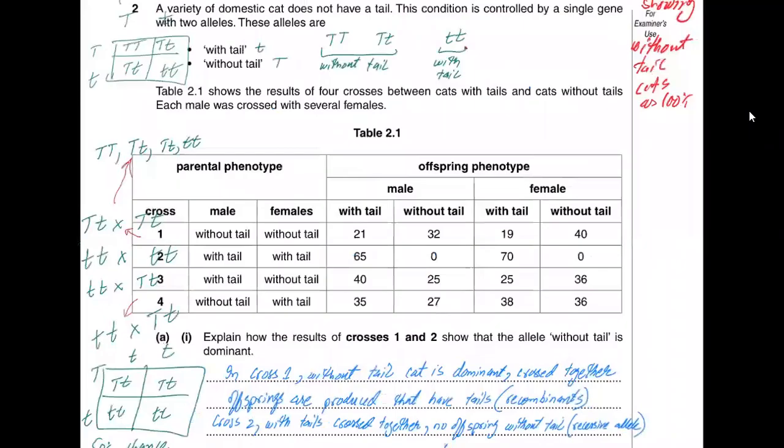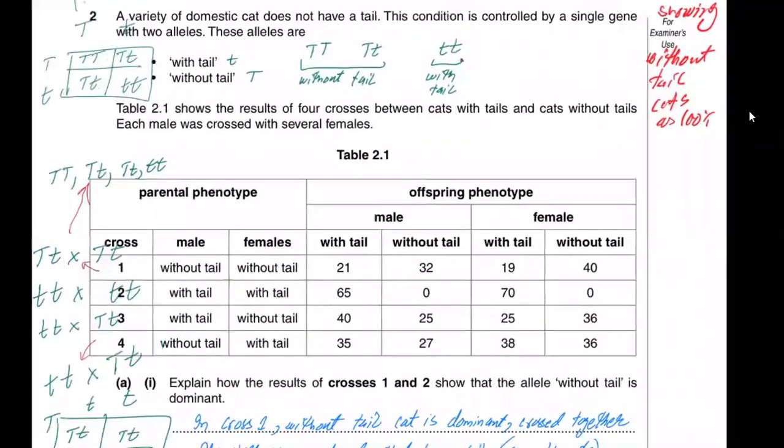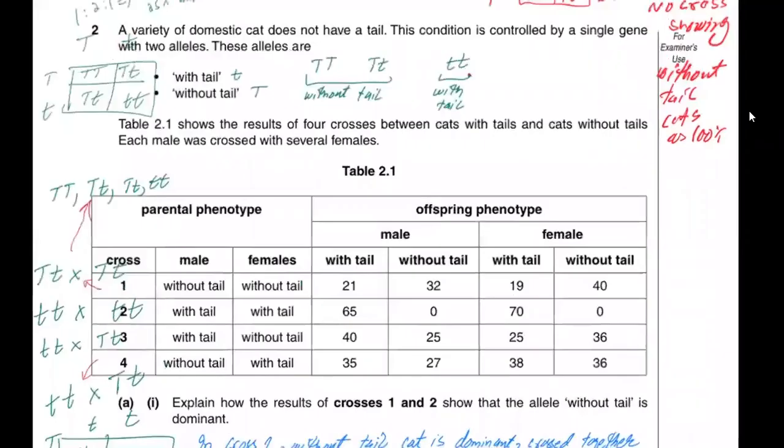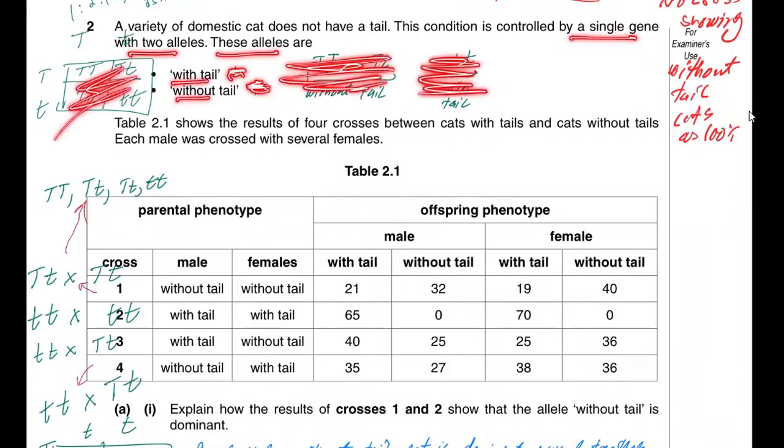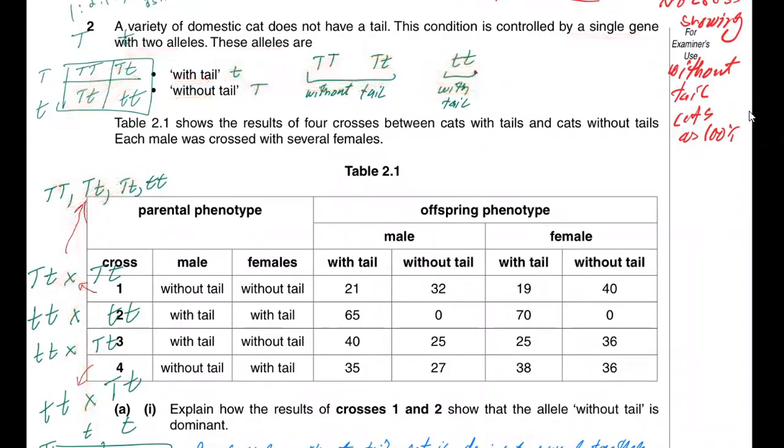So coming back to question two. The question tells you about a variety of domestic cat that does not have a tail. This condition is controlled by a single gene with two alleles: with tail and without tail. We do not know which one is dominant and which one is recessive, because all this working I have done by decoding this Table 2.1. We are just told that the cat could either be with tail or without tail.